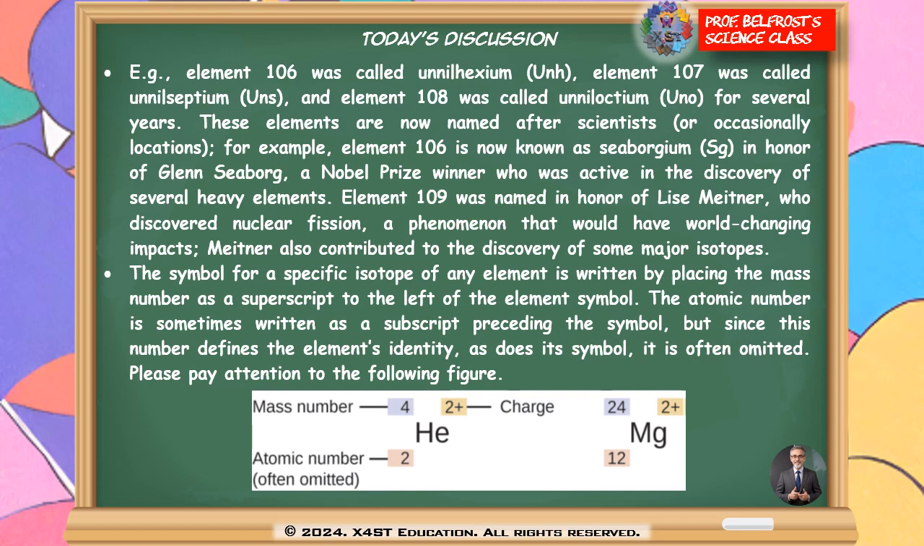Okay, please pay attention to how we write the mass number as the superscript on the left side, the atomic number as the subscript on the left side, and the charge as the superscript on the right side, the right top. And the charge is only needed if you are representing an ion, not an atom. If you only write an atom symbol, then the charge is not represented, because an atom has no charge.